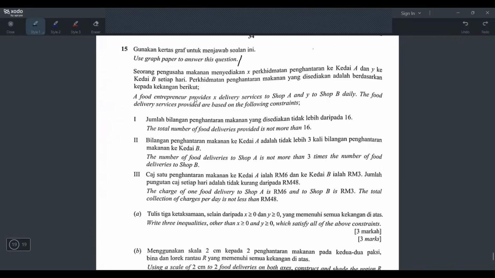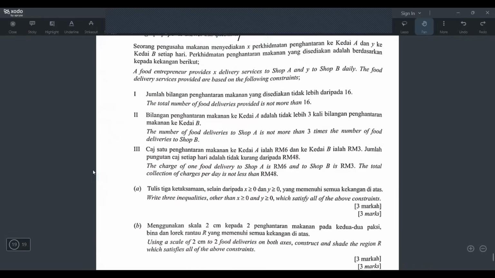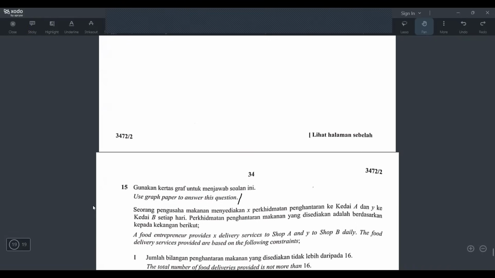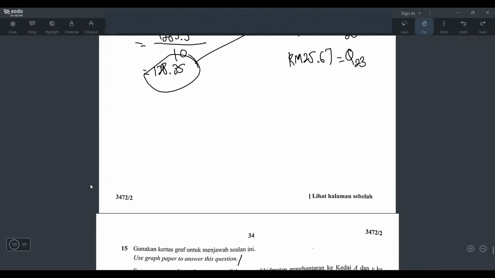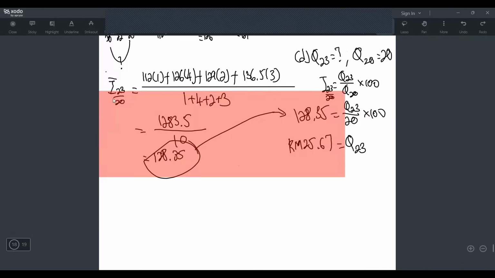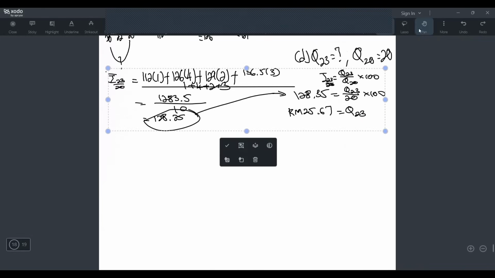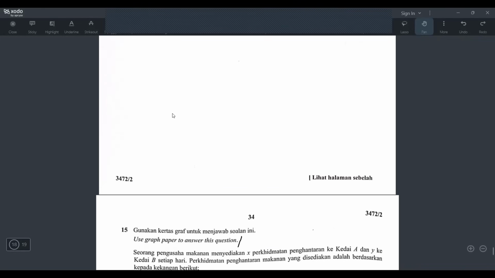A food entrepreneur provides X delivery service to shop A and Y to shop B daily. Okay, do I have any space here? Ayo, this one also tak bagi graph paper. Okay, I'll do it up here then. Let's make this smaller.